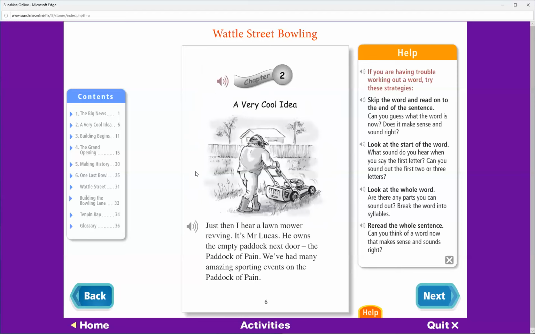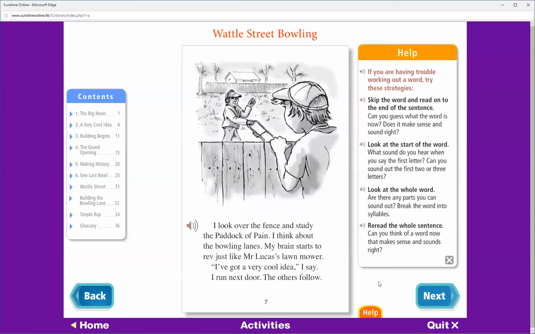Chapter 2. A very cool idea. Just then, I hear a lawnmower revving. It's Mr. Lucas. He owns the empty paddock next door. The Paddock of Pain. We've had many amazing sporting events on the Paddock of Pain.